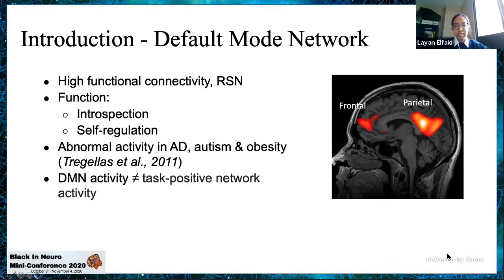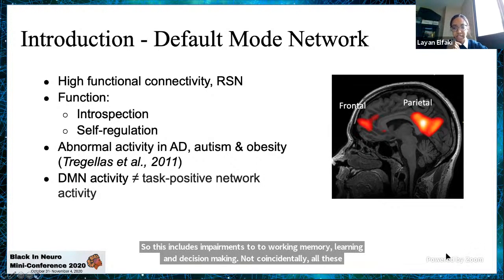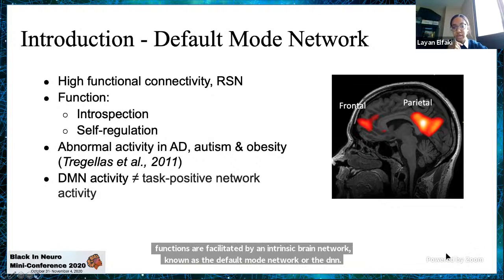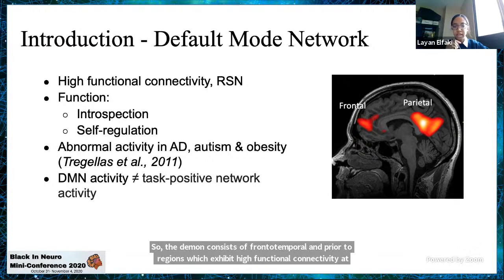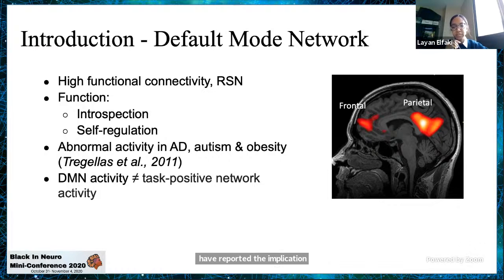So the DMN consists of frontal, temporal, and parietal regions, which exhibit high functional connectivity at resting state. So in other words, activity in these regions tends to be temporally synchronized. And previous studies have reported the implication of the DMN in internally directed tasks, such as introspection and self-referential thinking. Not only is DMN activity abnormal in obesity, as well as a range of other psychological disorders, but it's also been found to be anti-correlated with task-positive network activity.